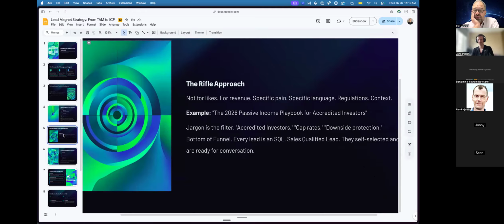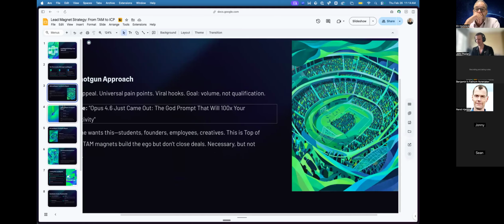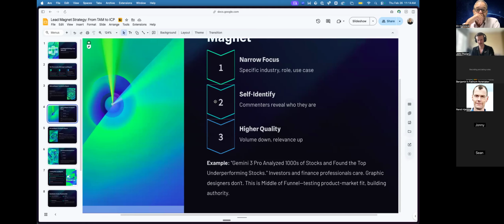slash SOM lead magnet. This is an example of an ICP. It's not for likes, it's for revenue. It's a specific pain, specific language, etc. It only appeals to that small group of people. But now that you've built an audience from doing the TAM, the big one, and the SAMs, which is also big, you're also going to attract a lot of people.